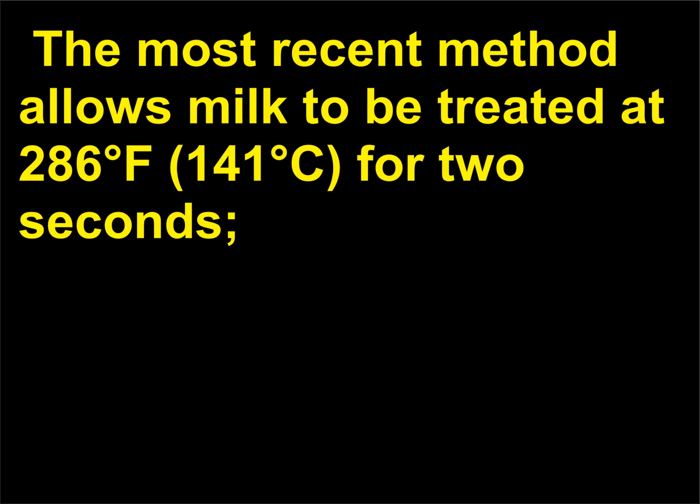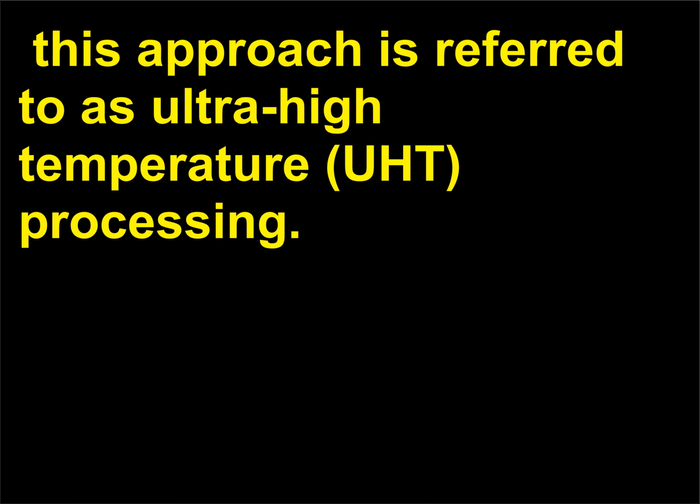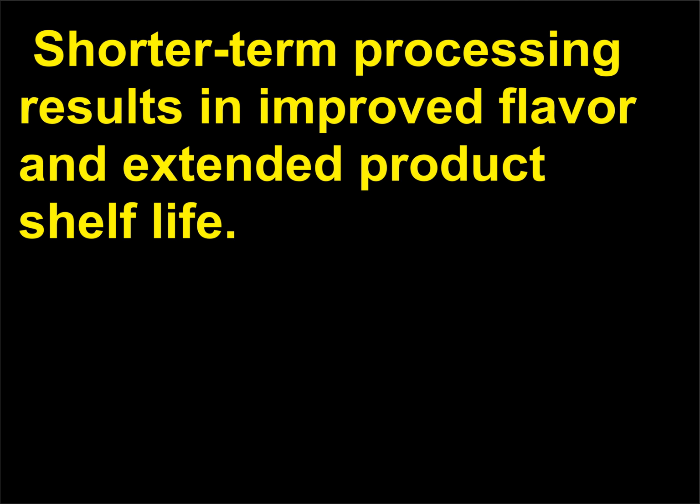The most recent method allows milk to be treated at 286 degrees Fahrenheit, 141 degrees Celsius for 2 seconds. This approach is referred to as ultra-high temperature, UHT, processing. Shorter-term processing results in improved flavor and extended product shelf life.